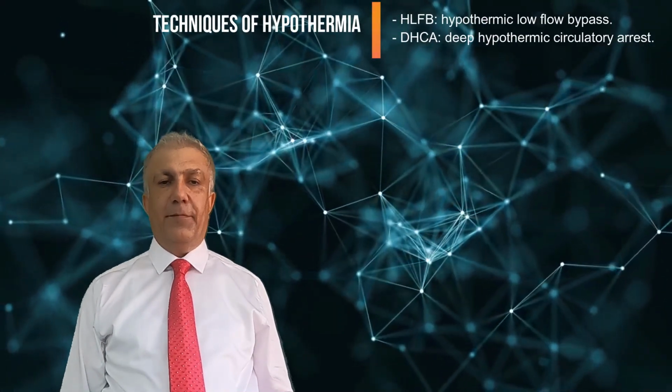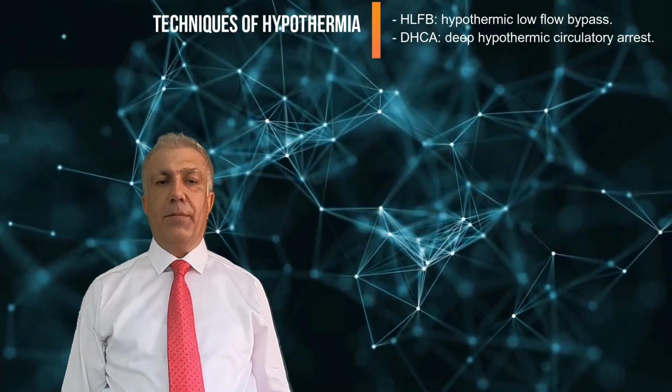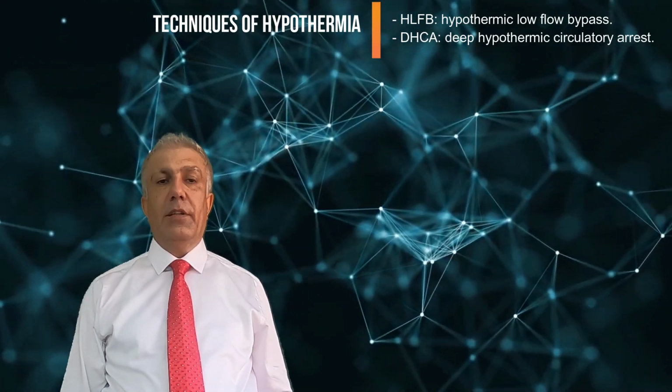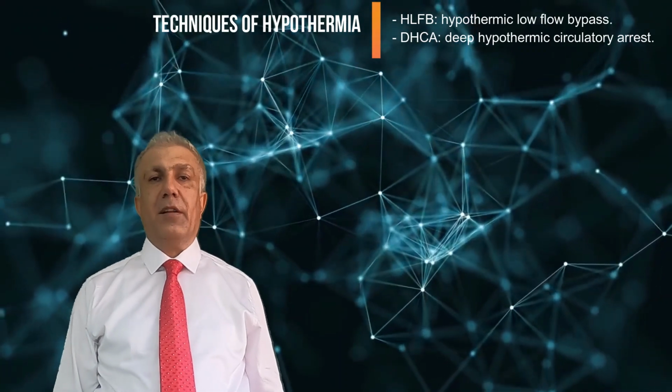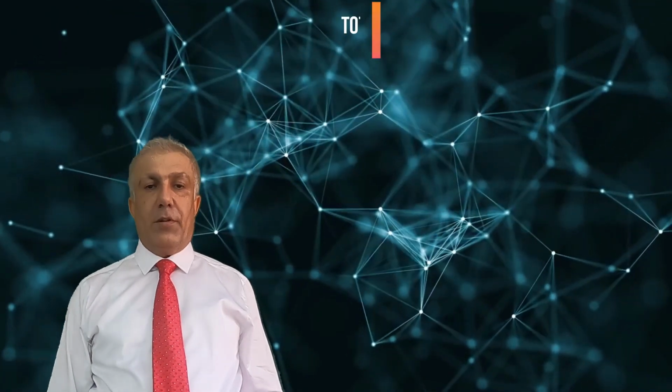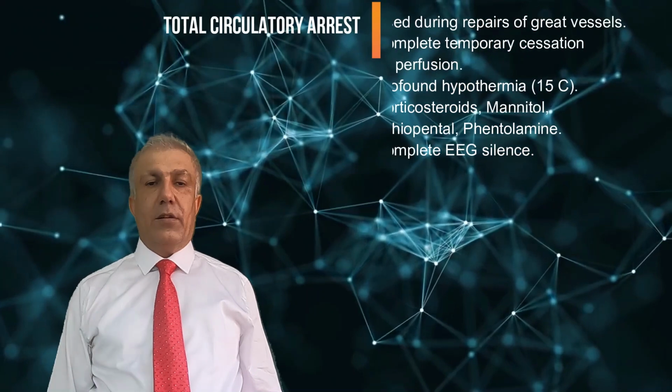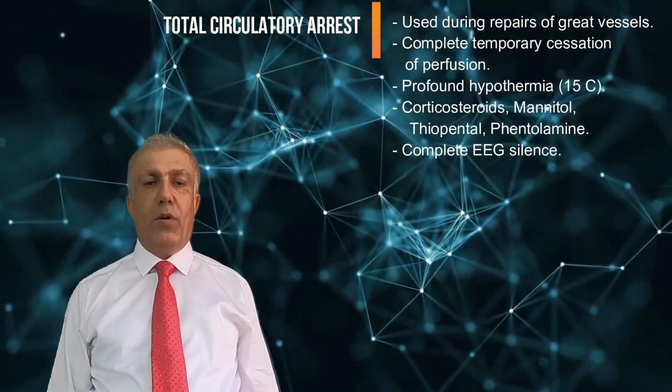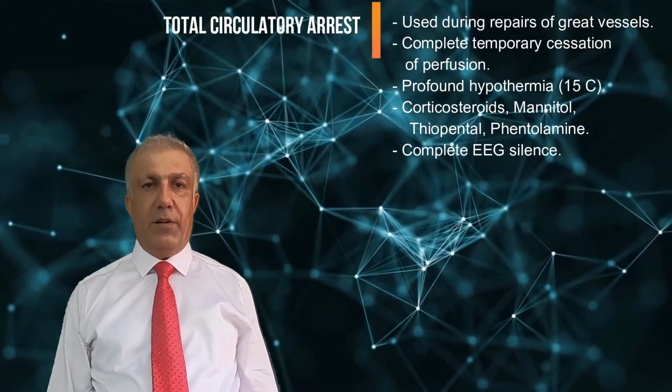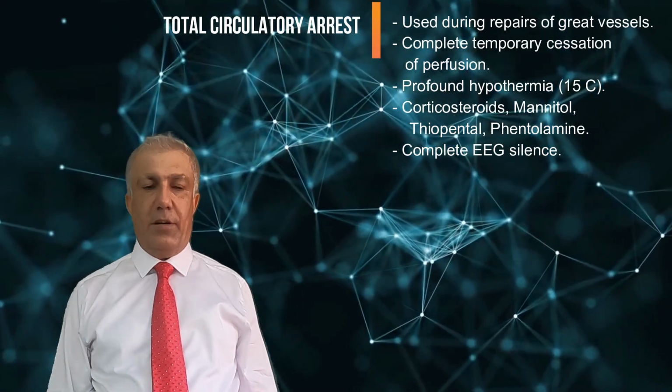Techniques of hypothermia. There are many, but commonly used is HLFB, which is hypothermic low flow bypass, or there might be DHCA, which is deep hypothermic circulatory arrest or total circulatory arrest. One of the important variants of cardiopulmonary bypass use is total circulatory arrest, which can be used during repairs of great vessels and certain congenital heart lesions. It involves complete temporary cessation of perfusion, including brain perfusion.